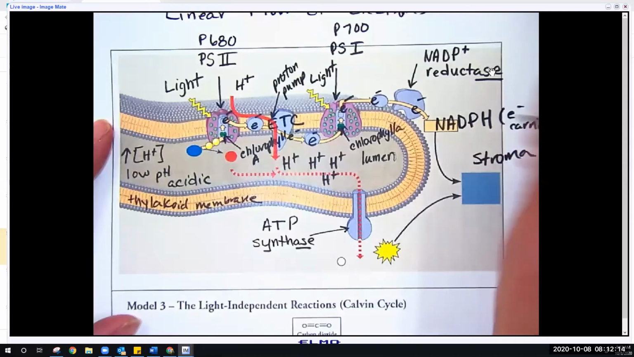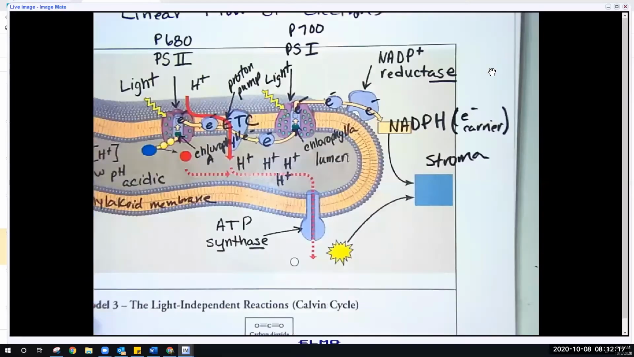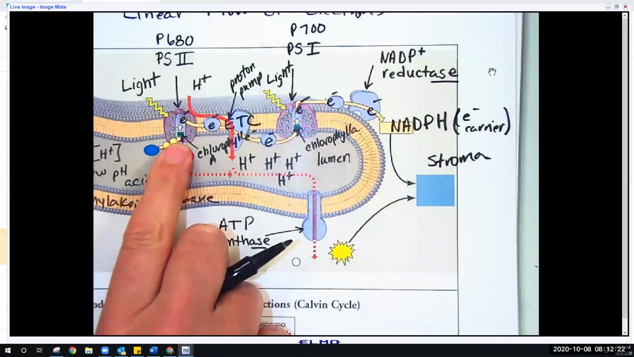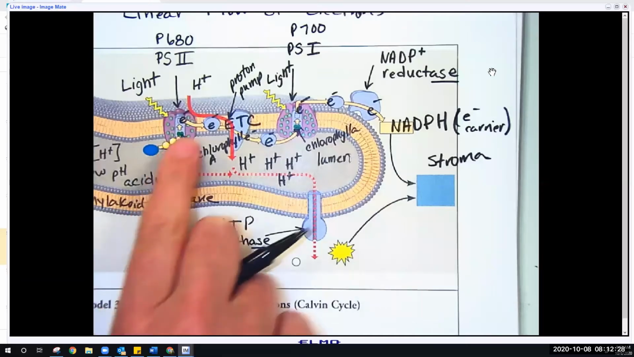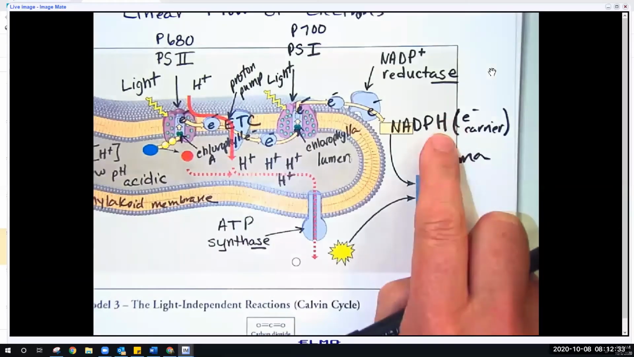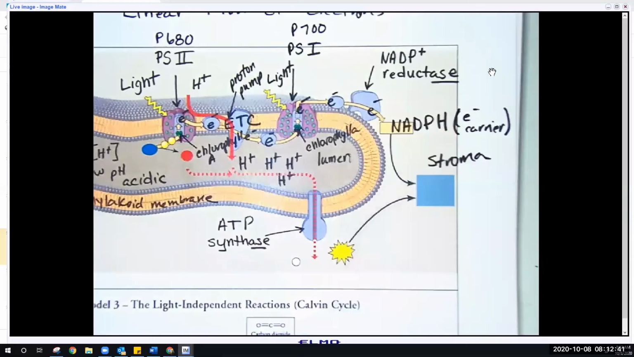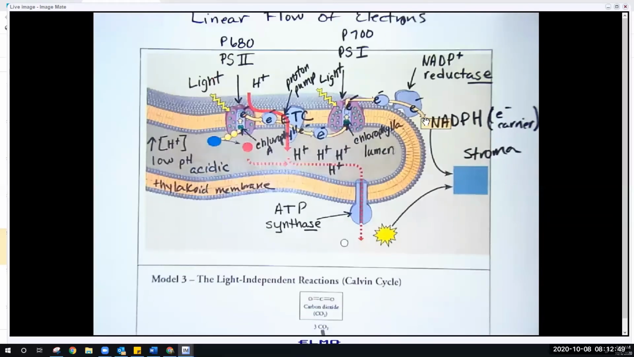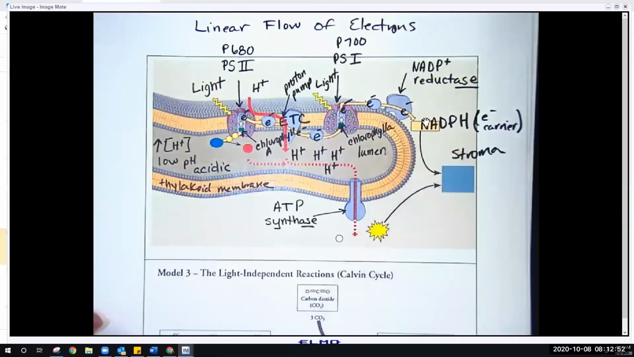So we said that this is linear electron flow, meaning that the chlorophyll A molecule lost its electron from the P680 photosystem. That electron has moved through the electron transport chain to photosystem 1, and now eventually it ends up on this NADPH electron carrier. That's where that electron is, right there. So we've made one of our energy-rich molecules, our electron carrier.